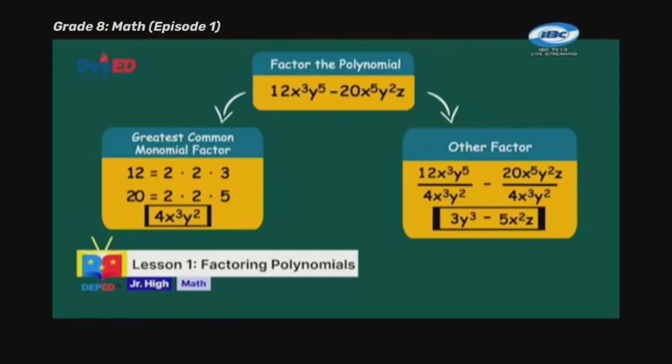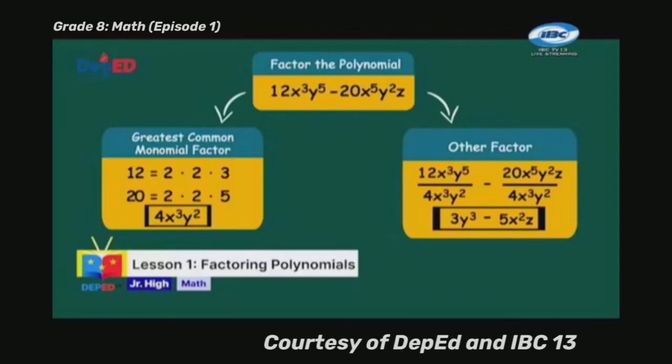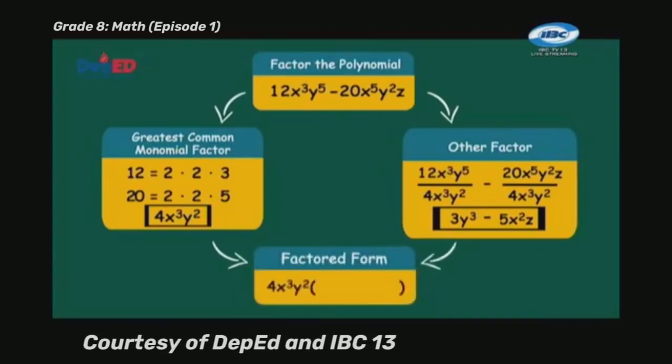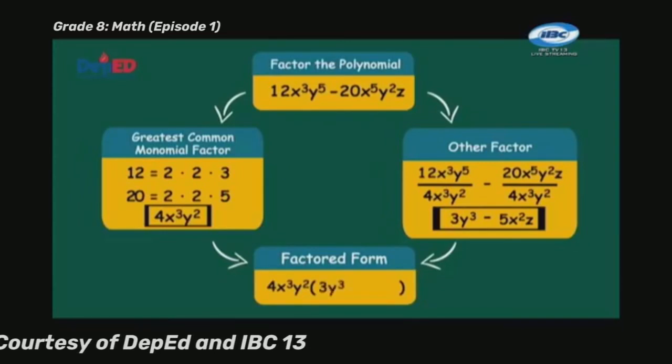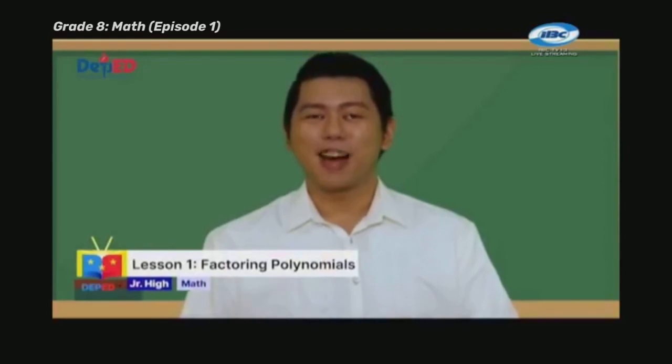Step 5. Write the polynomial in factored form. In this example, we have shown that 12x cubed y raised to 5 minus 20x raised to 5 y squared z is equivalent to 4x cubed y squared times the quantity 3y cubed minus 5x squared z. Let us try the next example.